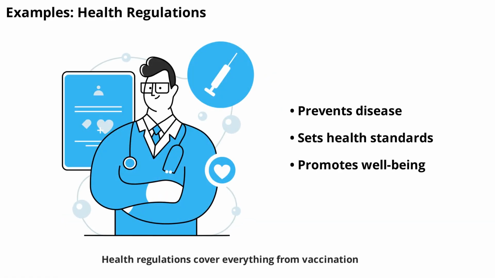Health regulations cover everything from vaccination requirements to sanitation standards in restaurants. These rules are essential for preventing disease and promoting public health. By setting and enforcing health standards, governments help keep communities safe and healthy.